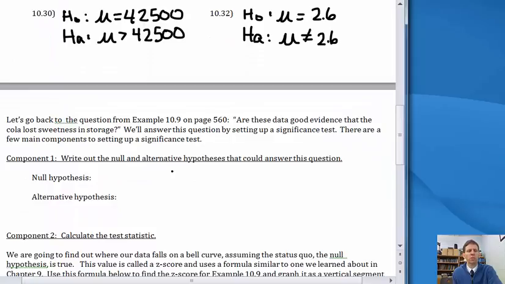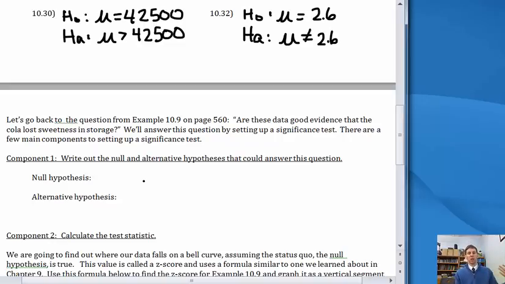So let's go back to the question from example 10.9 on page 560. Are these data good evidence that cola has lost sweetness in storage? We're going to answer this question directly by setting up what's called a significance test. And there are a few main components to setting up a significance test. Component number one, write out the null and alternative hypotheses that could answer the question.